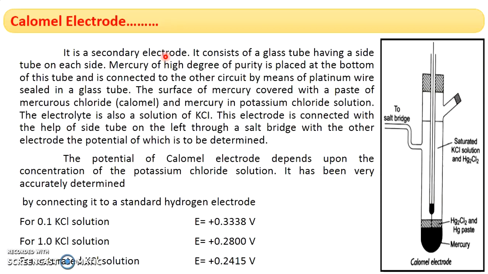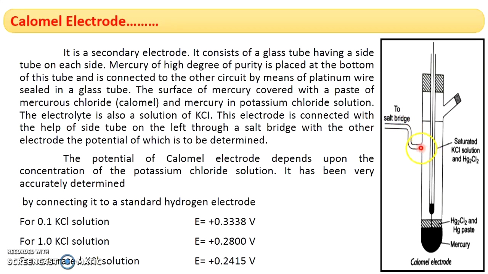Coming to the construction, it consists of a glass tube. You can see the picture. This is the glass tube having a side tube on each side. This is one side tube, this is another side tube. Two side tubes are there. This side tube is used for connecting through salt bridge to the other electrode. This is the reference electrode, so for connection with the other indicator electrode, this side tube is used.